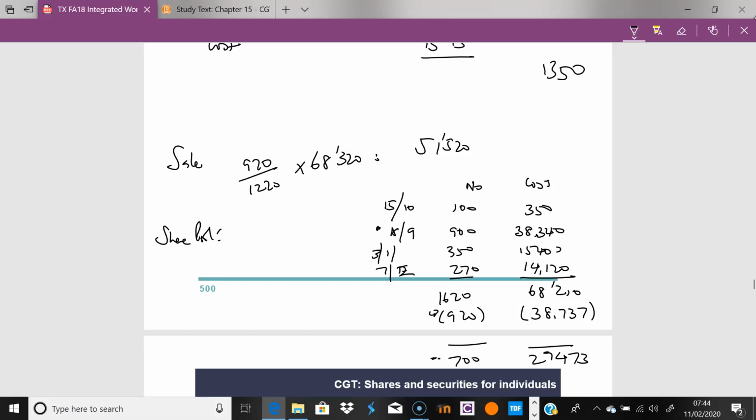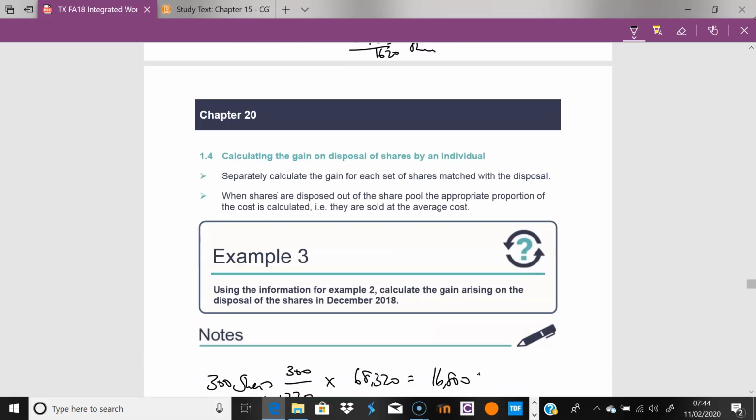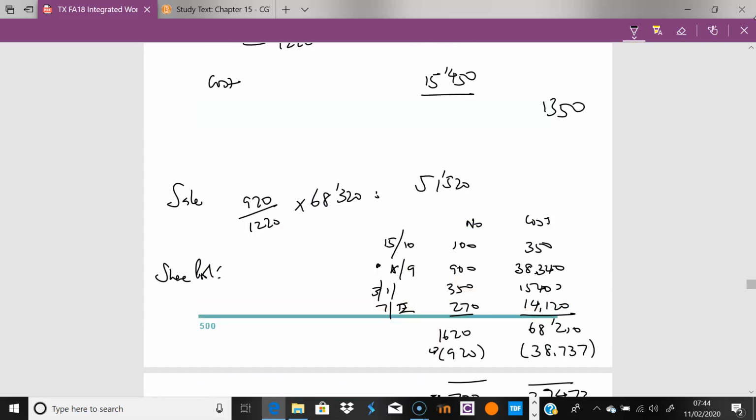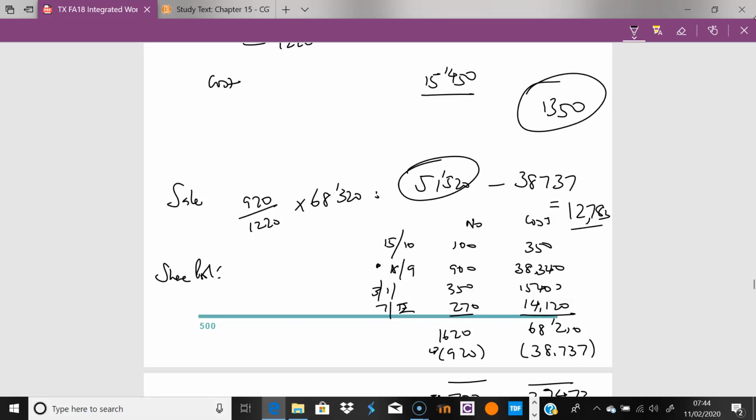This is where the drama is. What is the cost of the shares that I'm selling? Because we know what we sold them for. So now I just go back up here. I sold them for 51,520. Take away the 38,737, and I now have a gain of 12,783 for the 920 shares. So 1,350 for the 300 and 12,783 for the 920. And that's how we deal with this, right?